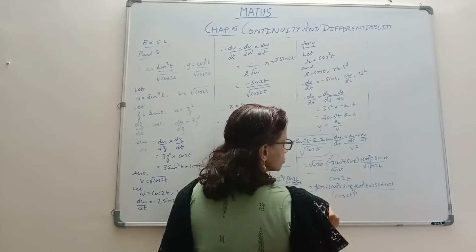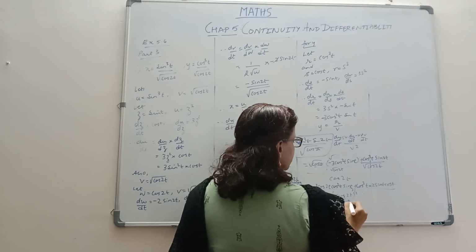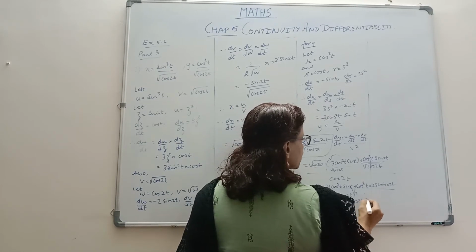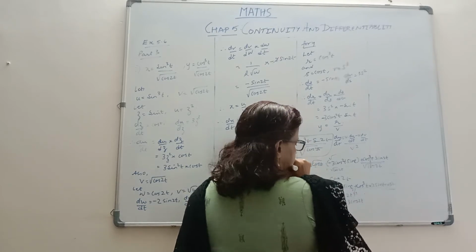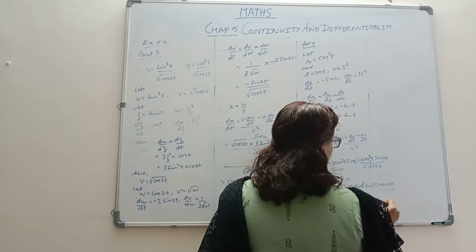So that allows us to take sin t cos square t out. So in the first bracket we are left with minus 3 cos 2t. Cos squared is out, so 2 cos square t is left.